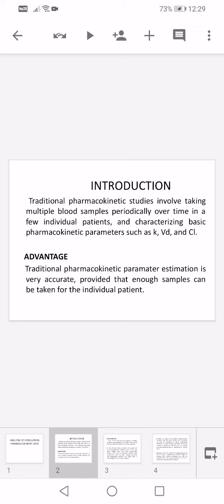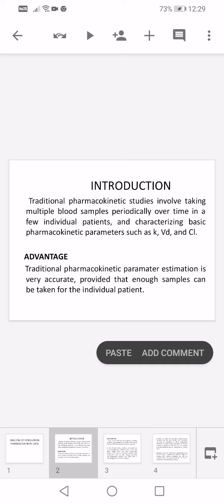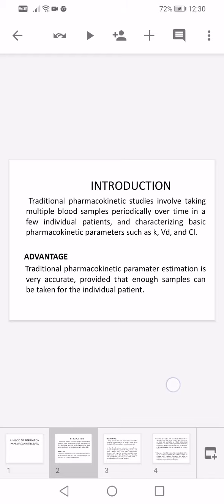Here we are going to take a group of population and study the inter- and intra-subject variability in the patients. From that we analyze the data. The advantage of the traditional method is that pharmacokinetic parameter estimation is very accurate, provided that enough samples can be taken from the individual patient. If you consider only one patient, we take multiple samples from that one patient to check whether the dose given is working properly.